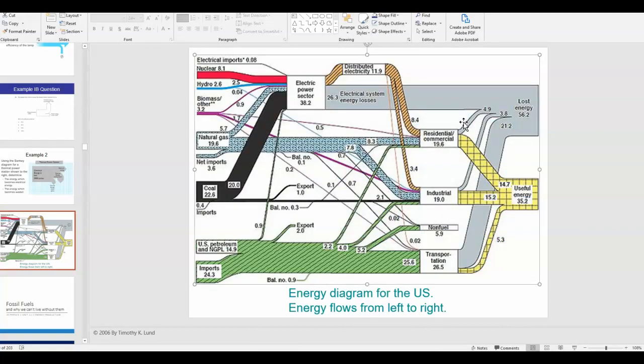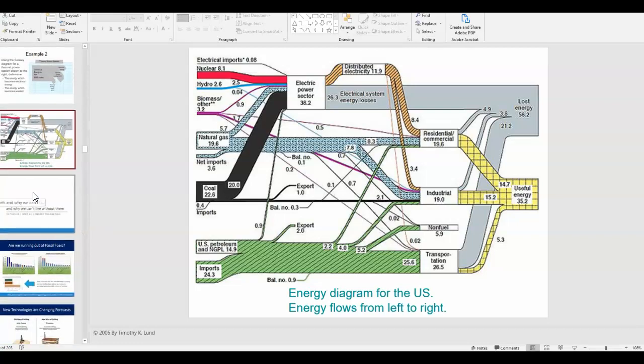And this is just a really super complicated Sankey diagram, showing the energy use for our country. You're not going to have anything this complicated on any of your questions, but just to show you, Sankey diagrams can also be kind of scary. All right, so let's talk about fossil fuels.